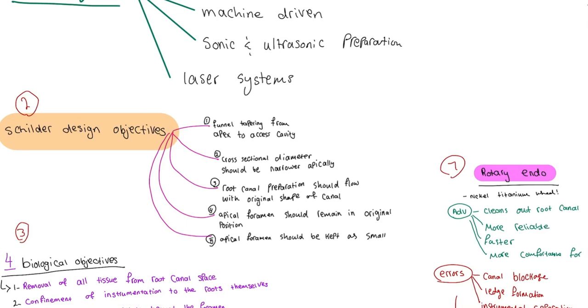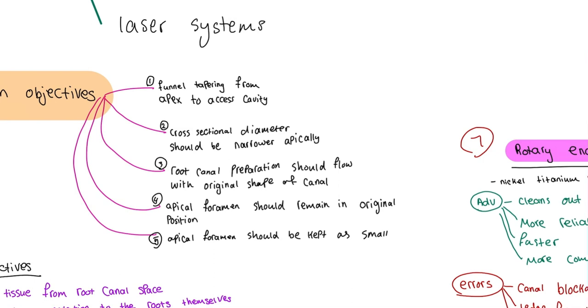So Schilder described 5 design objectives. He said that the funnel tapering should be from the apex to the access cavity. The cross-sectional diameter should be narrower apically. As you know, if this is the canal, and this is the apex, while we're doing the endo treatment, first we'll go with the full length.